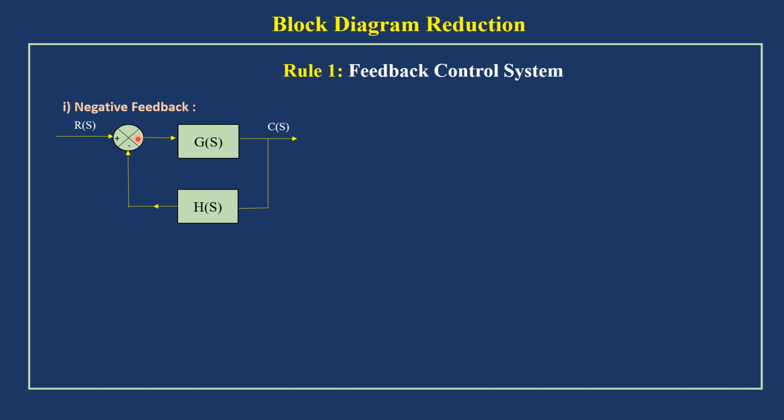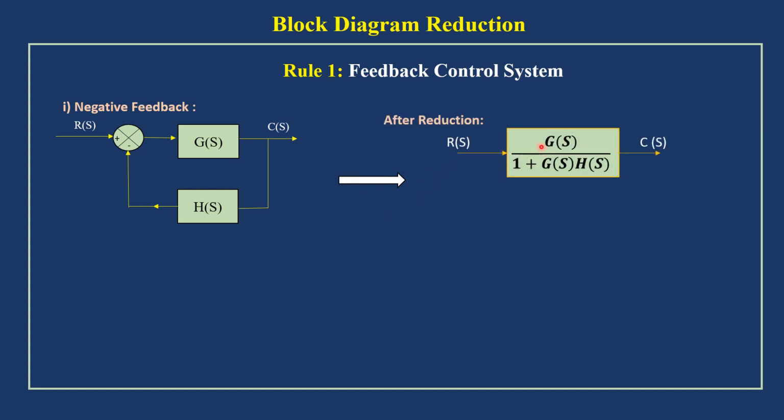The summing point compares the signals and it will be given to the system element, which processes it to get the output. Then it will be reduced to a single block which represents the overall system gain. So this is a single block. After reduction, we got the single block which represents the overall system gain for the negative feedback control system: G of S by 1 plus G of S H of S. This is the overall system gain for the negative feedback control system.